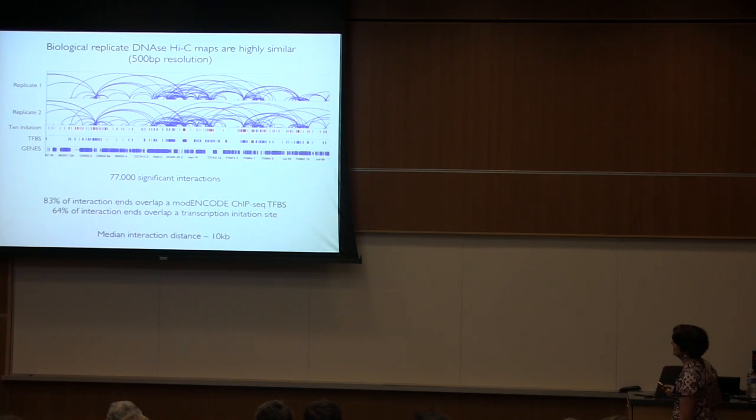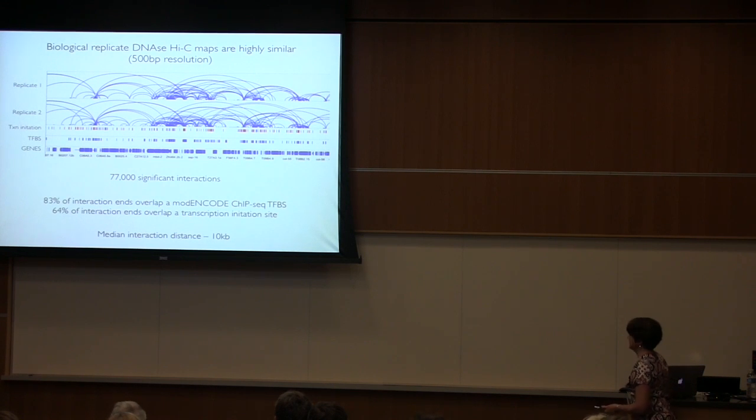If we now look on a linear plot, these are all interactions between 500 base pair bins, and they look very similar. We have 77,000 interactions that we can call. 83% of the interaction ends overlap a ChIP-seq transcription factor binding site. These are usually enhancers and promoters, so we think these are identifying enhancer and promoter interactions. 64% of them overlap a transcription initiation site. And here the median interaction distance is 10 kilobases.